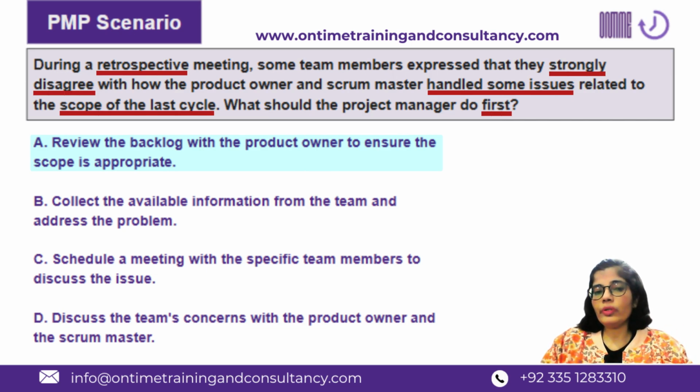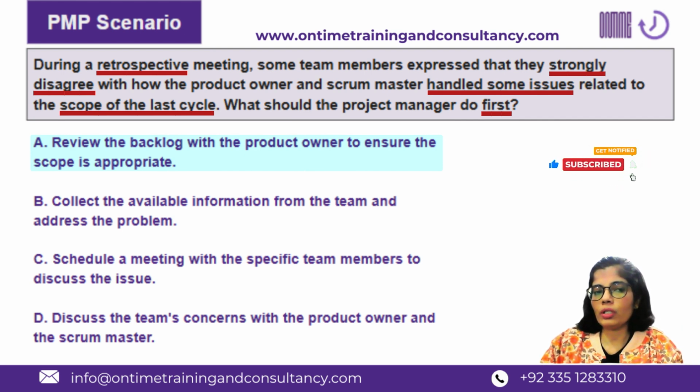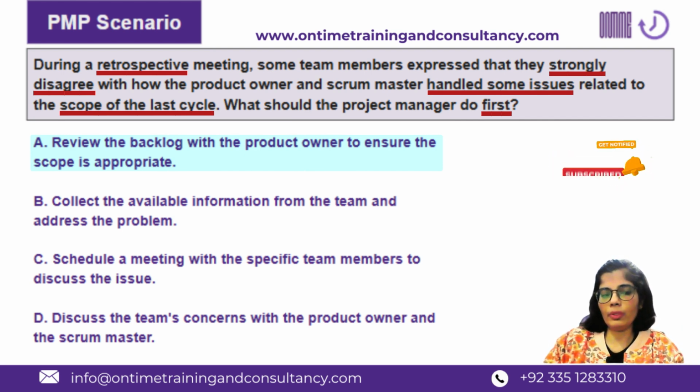Please keep in consideration that the ask of the question is, as a project manager, what you should be doing first, which actually warrants that there could be possible options that could be done in this situation. But the very first thing that you should be doing after knowing the situation. So the very first thing after you get to know about this conflict is not reviewing the backlog with the product owner to ensure that the scope is appropriate.